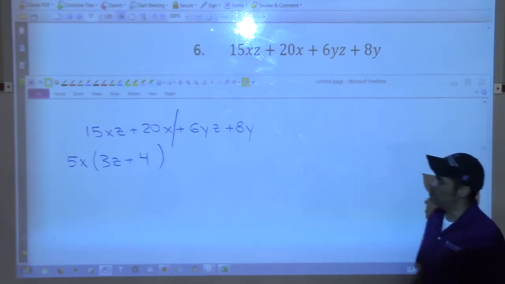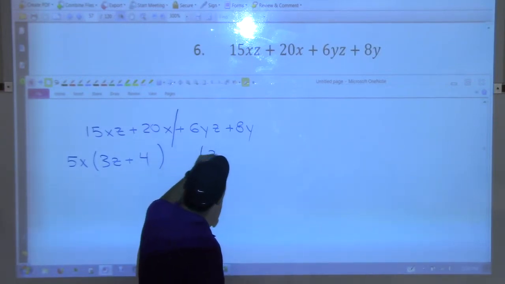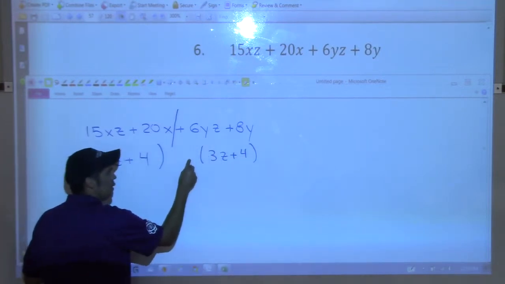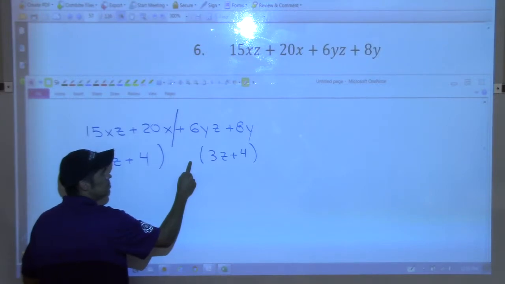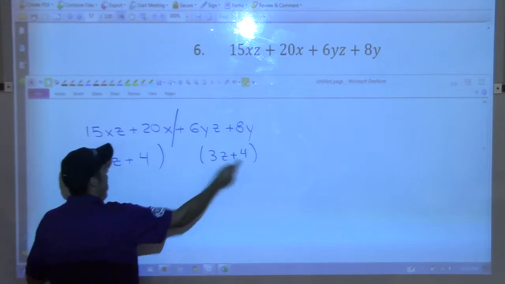So you're going to pull a 3. Wait, no. How about we do this again? We write down 3Z plus 4. That's what we need, right? And now you try and come up with a number right here that would multiply through to give us back this. 2? 2y. Does everyone see that? So we only have a 3z plus 4. That's all we have, right?